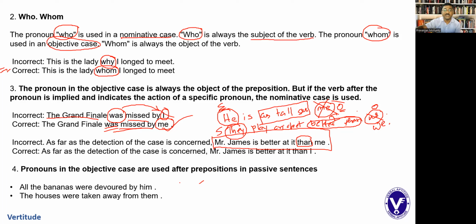Now, pronouns in the objective case are used after prepositions in passive sentences. All the bananas were devoured by him. So all the bananas were devoured, this is a verb here. And the preposition is by. Devoured by कौन? Na him. Because as I said, the identity of a preposition, or when we call it a preposition, is when we have an object after it. When there's an object after a particular word, we call it the preposition. So here from them. So from is a preposition because after that is the object that is there.